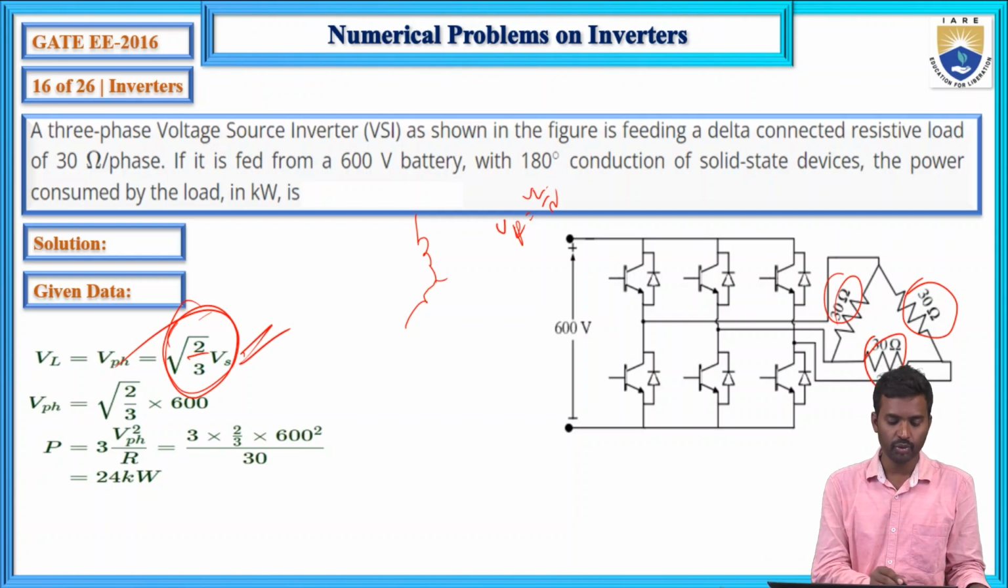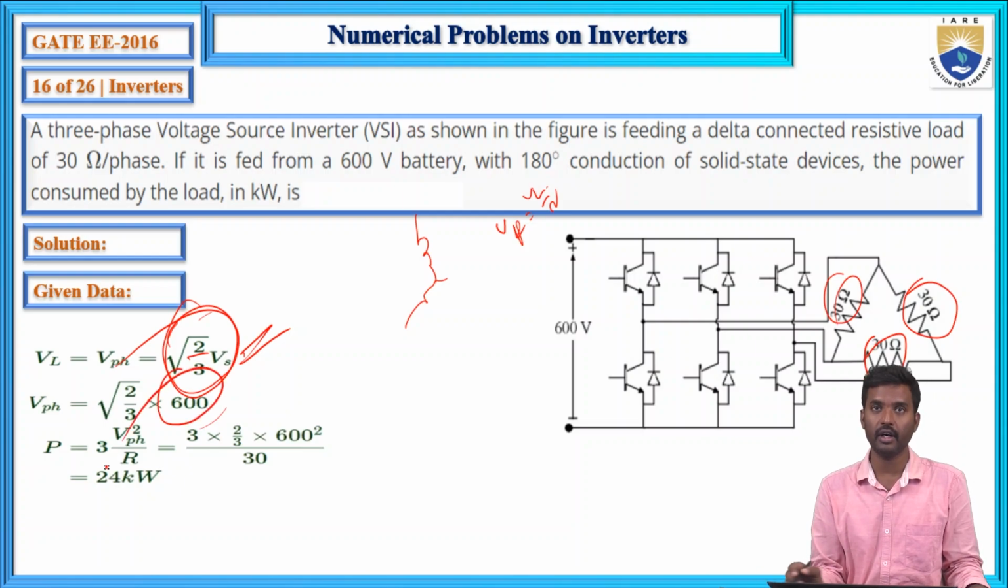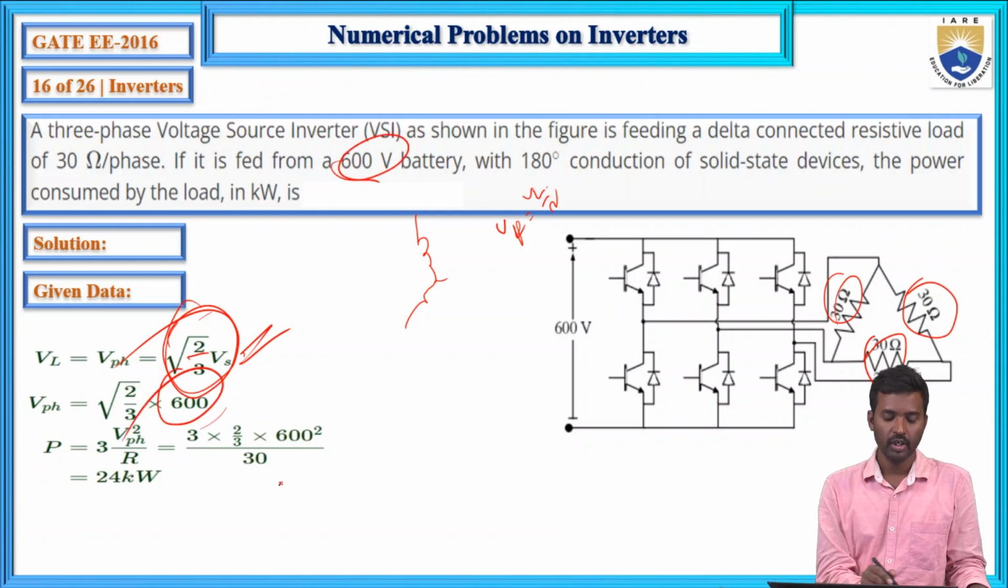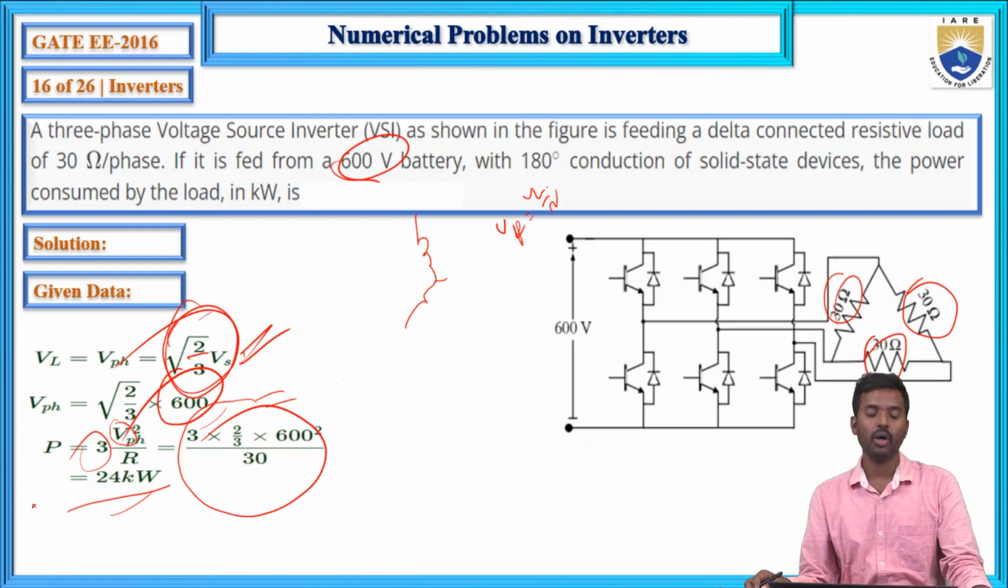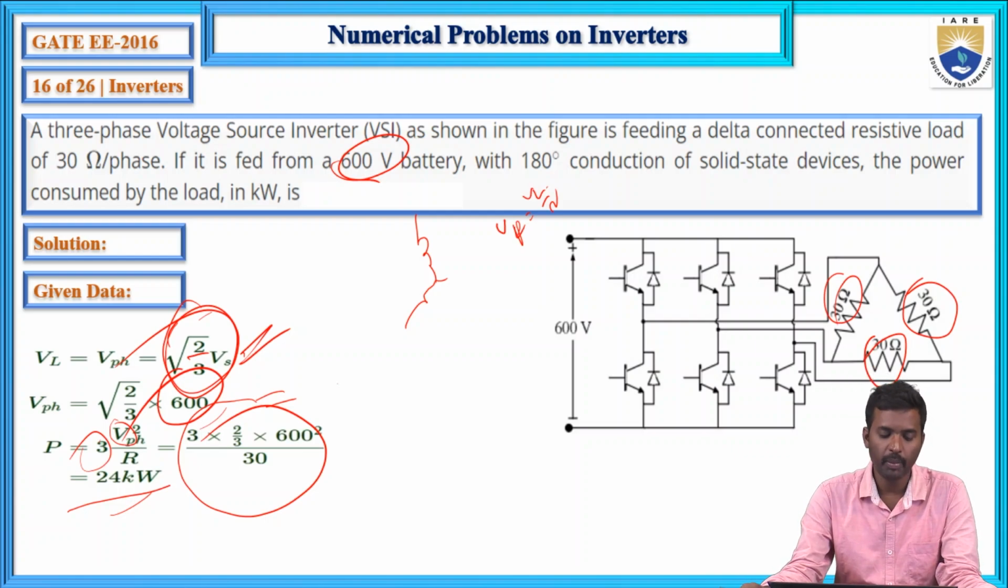So now the phase voltage equals root 2 by 3 times Vs, and this equals 600. So after getting this value, root 2 by 3 into 600, this is V phase. Substitute this V phase, and multiplying by 3, this is the power consumed by the load. So that is 24 kilowatts.